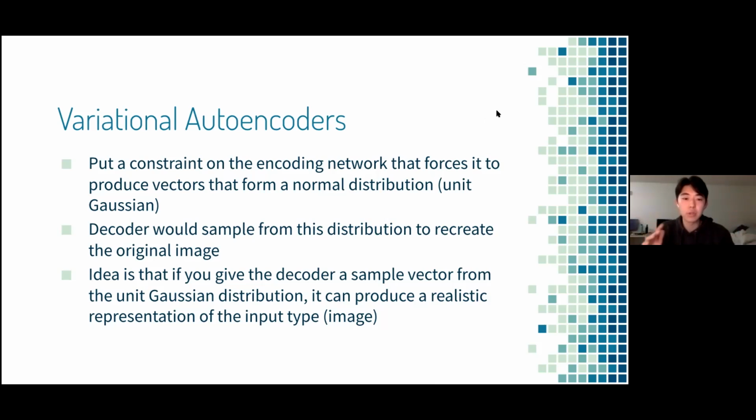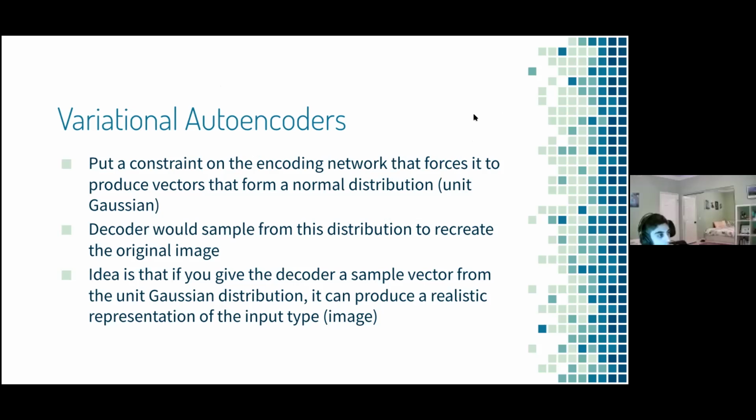From this distribution, we sample a particular latent vector from the representation space and pass it into the decoder portion of our network, in which we use this sampled point to recreate the original image. The main idea is that if we give the decoder a sample vector from this probability distribution, it can effectively produce a realistic representation of whatever input we passed in originally.